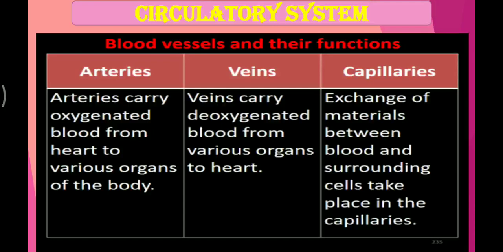Blood vessels and their functions. Arteries carry oxygenated blood from the heart to various organs of the body. From the heart, it goes to all parts of the body. Whereas veins carry deoxygenated blood from various organs back to the heart. It has to fill up, no? The heart is a pumping organ, whereas lungs fill up the oxygen. Without oxygen, all blood comes to the heart. The heart sends it to the lungs.